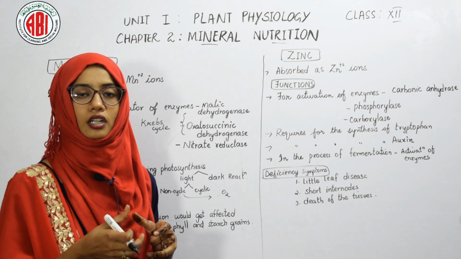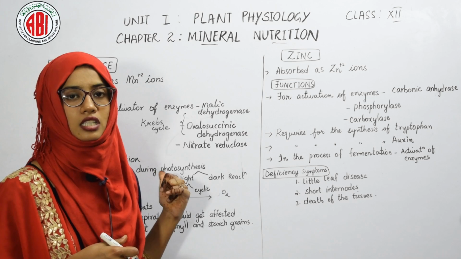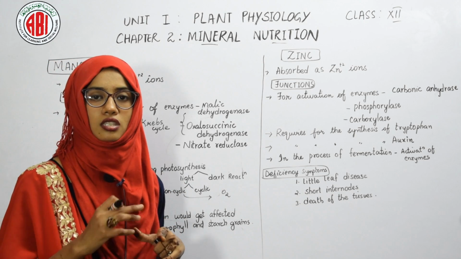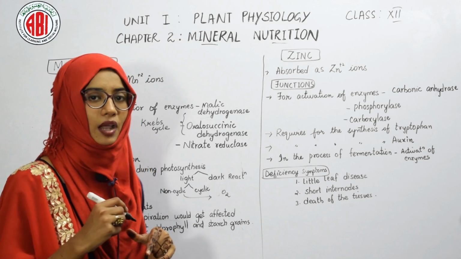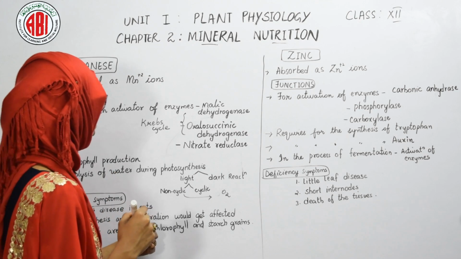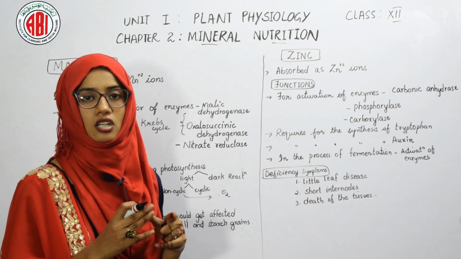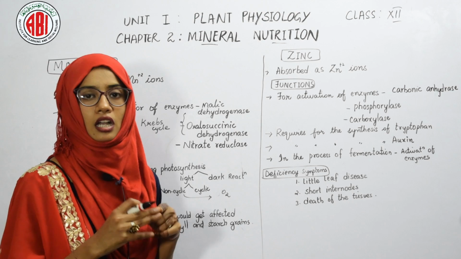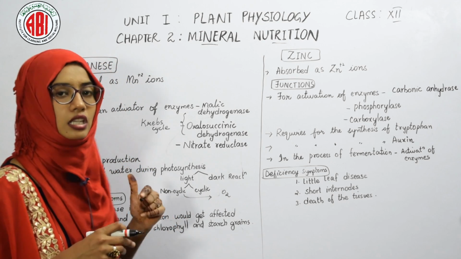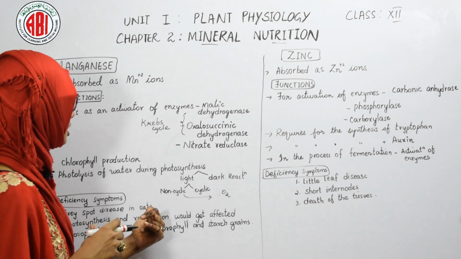or it is going to be decreased due to the deficiency of manganese ions, then it shows some patchy appearance, some grey patches on the leaves of the oat plants, and those patches are referred to as grey spots, and the disease is named as grey spot disease in oats.